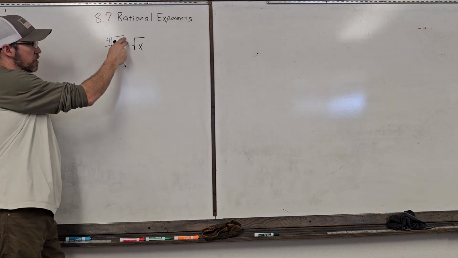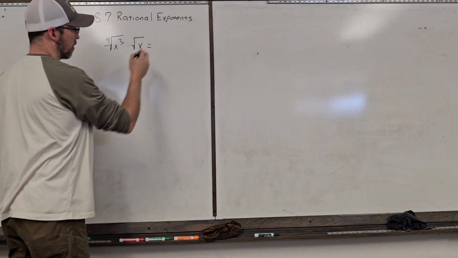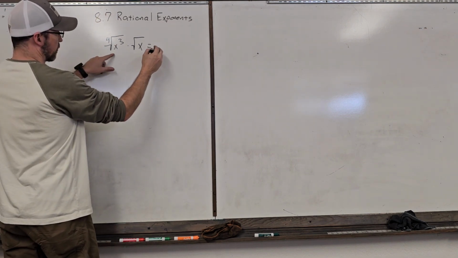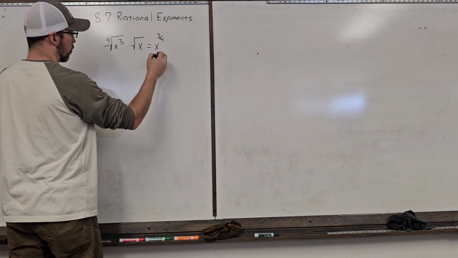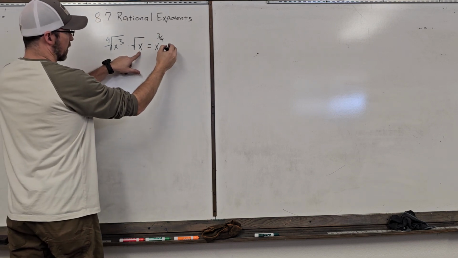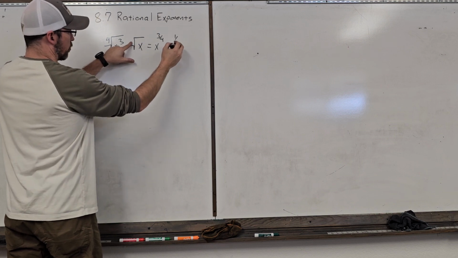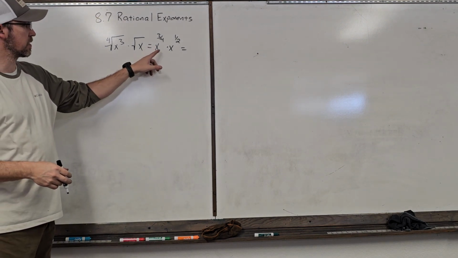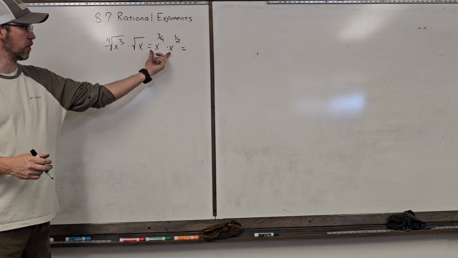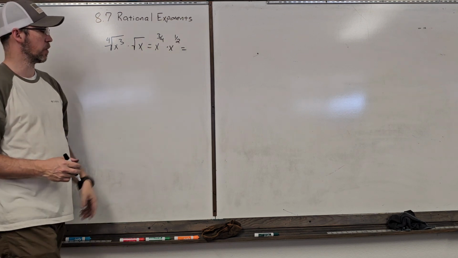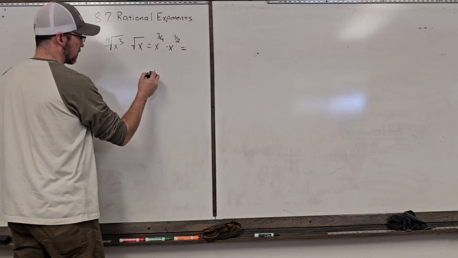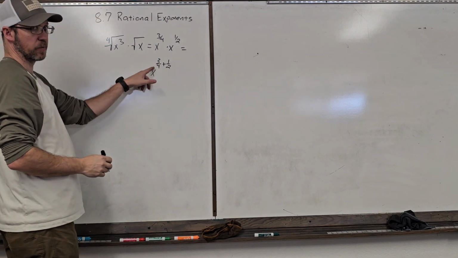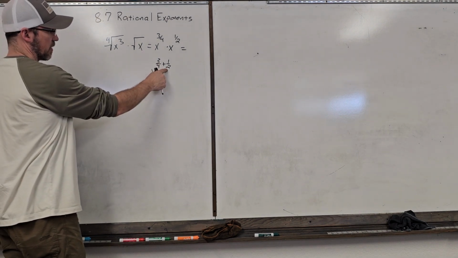So because the indexes aren't the same, the only thing I can do is to try to make it look different so that I can work with it. So if I've got the 4th root of x to the 3rd, that's the same thing as x to the 3 over 4 times x to the 1 over 2. Now here's where I got to remember my rules. When I multiply x times x, I add the exponents. Anytime I multiply variables, the bases are the same, I add the exponents. So this becomes x to the 3/4 plus 1/2.